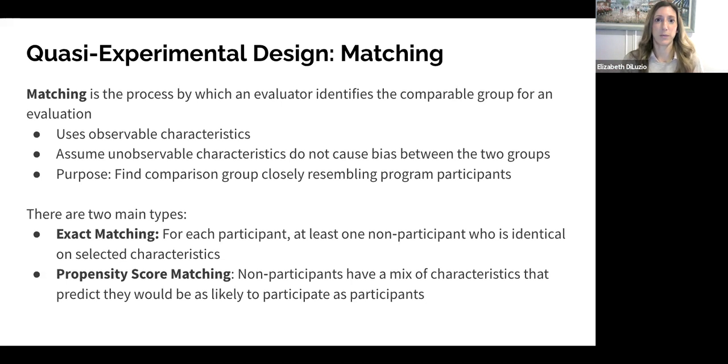yet they're just not in special education for whatever reason. That's exact matching. But as you can see from that example, it's really hard to do. So there's an alternative. This is a statistical technique. People write papers on this. It's complicated, but the concept that I want you to understand is that it's an alternative. It's called propensity score matching.